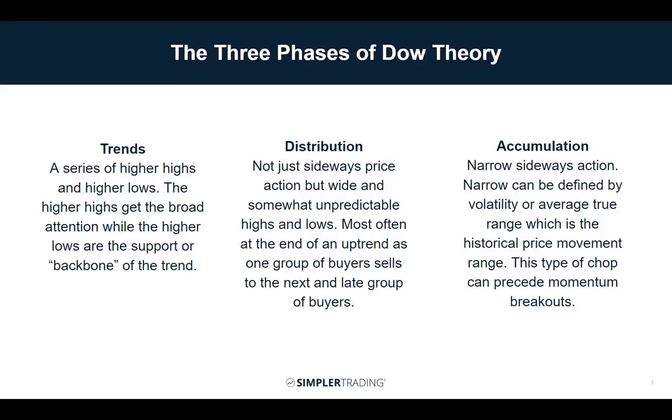Uptrends, downtrends. Now we know distribution is kind of the rope a dope, or the end of an uptrend, as the smart buyers or the early buyers are getting out and selling to the latecomers. We've seen this many, many times, typically in a topping pattern of a lot of broad equities rallies. Accumulation is that very quiet, sideways, narrow trend, and we'll talk more about each one of these in the following slides.